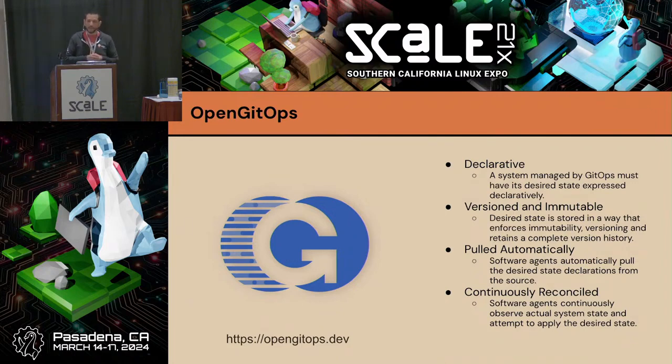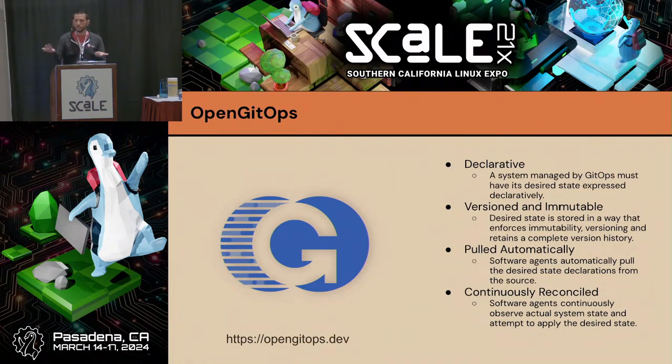And if you're running things declaratively, right? I don't usually read off the slides, but I usually do when Open GitOps comes up. The GitOps principles: a system managed by GitOps must have its desired state expressed declaratively, right? We want to take advantage of a system that's declarative by saying we want to describe everything declaratively. It's versioned and immutable.